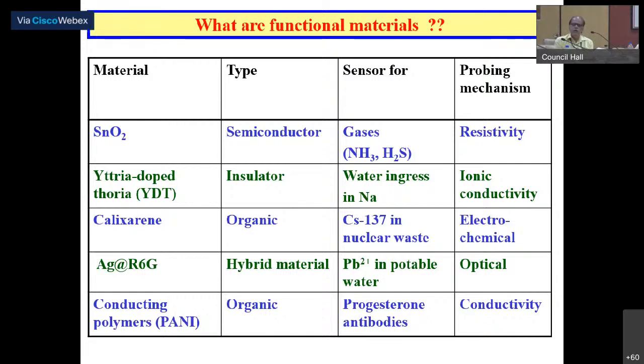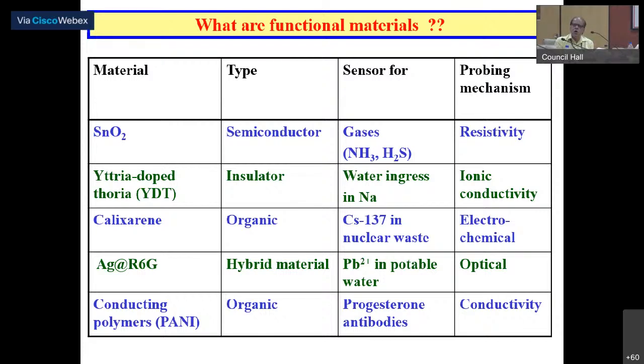In this table, you have seen that I have arranged 5 different compounds. Tin oxide is a semiconductor, yttria-thoria is an insulator, calixarene is an organic compound, silver with rhodamine 6G is a hybrid material, and conducting polymer is an organic compound. 5 different compounds which have nothing in common. Their bonding, origin, structure, properties, everything is different. Still I have put them in the same table.